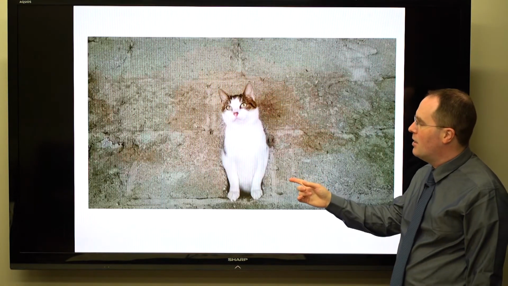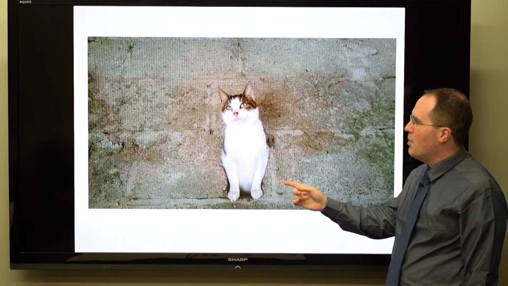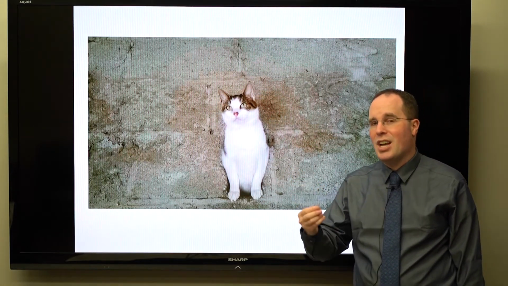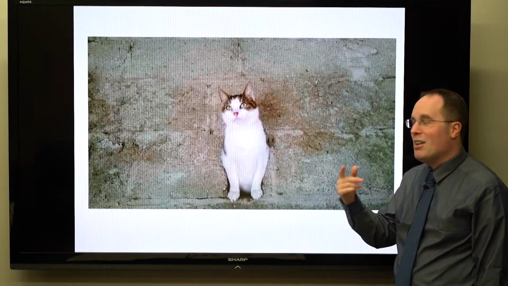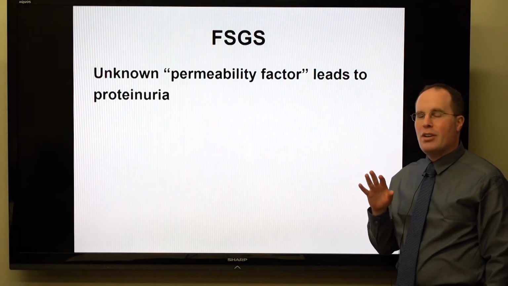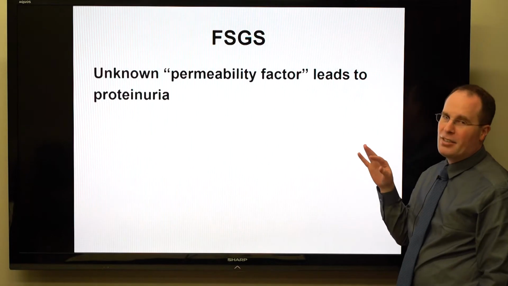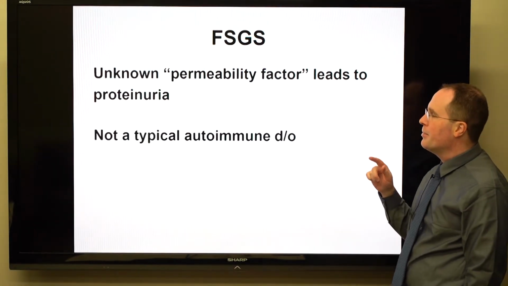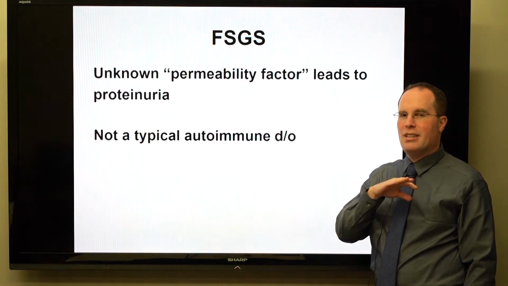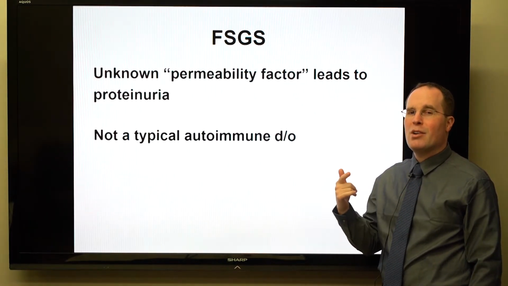Now this is a little bit goofy, but I like it. This is supposed to represent FSGS, right? And hopefully you'll see why in a few minutes. There's this poorly understood permeability factor that leads to proteinuria. And so it's worth keeping in mind that FSGS is not like many of the diseases we've talked about. It's not a typical autoimmune disease.